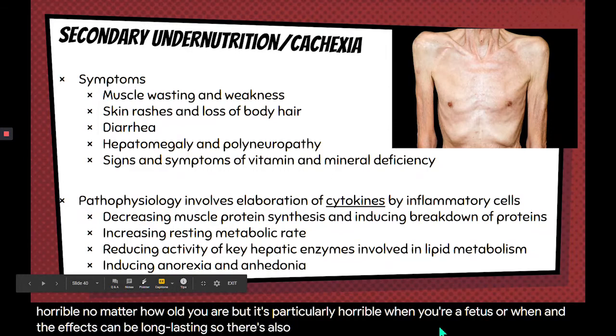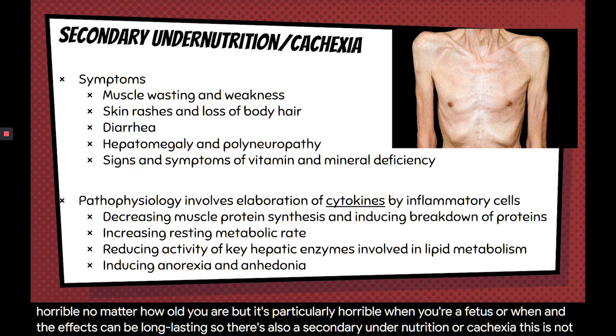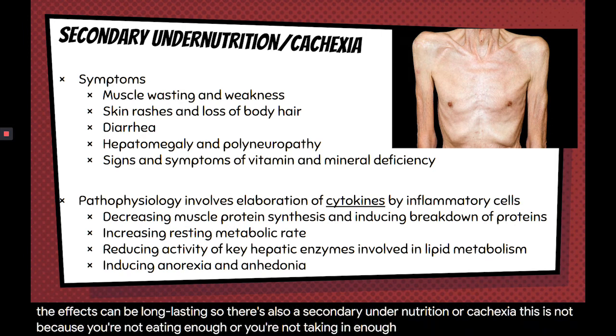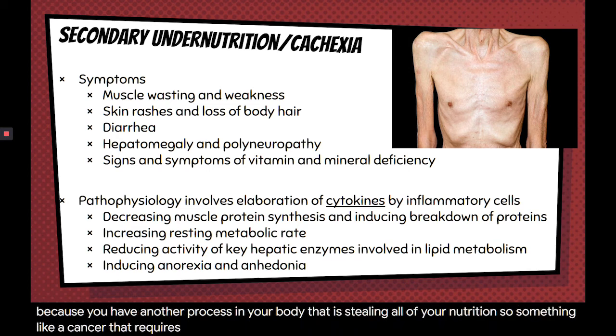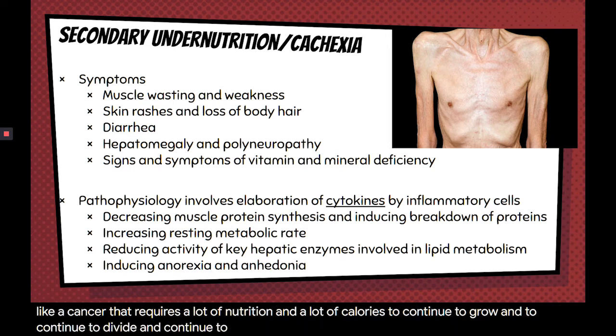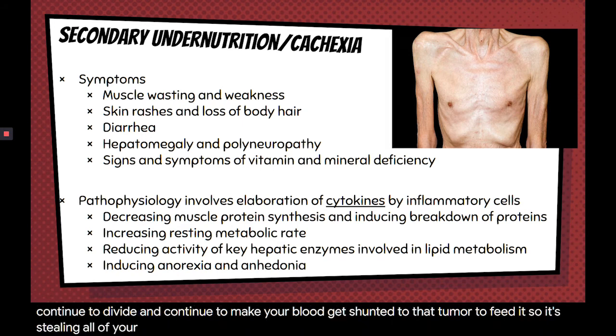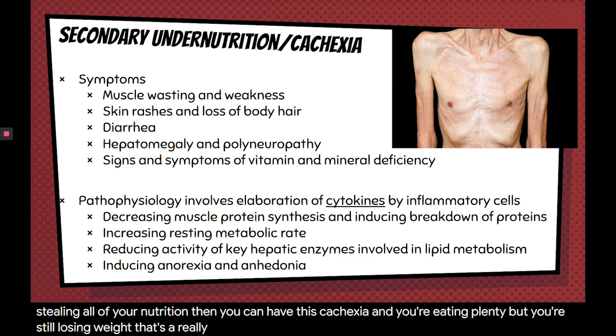So there's also secondary undernutrition or cachexia. This is not because you're not eating enough or you're not taking in enough of whatever nutrient. It's because you have another process in your body that is stealing all of your nutrition. So something like a cancer that requires a lot of nutrition and a lot of calories to continue to grow and to continue to divide and continue to make your blood get shunted to that tumor to feed it. So it's stealing all of your nutrition. Then you can have this cachexia and you're eating plenty, but you're still losing weight. That's a really worrisome sign.